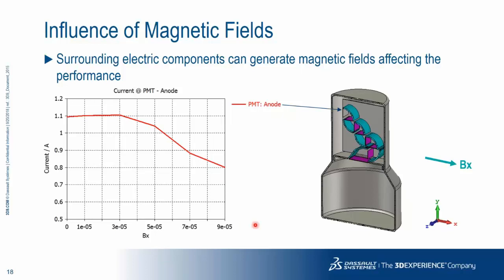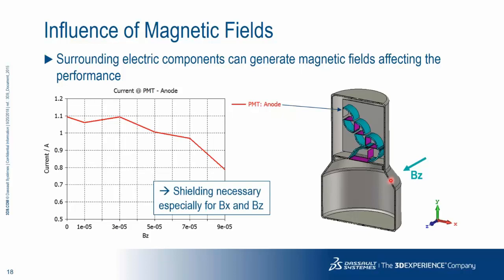Let's have a look at the other directions. The y direction has almost no influence, so this direction is very insensitive. The z direction, so the two radial directions, basically show similar behavior. Therefore, a quite obvious idea is to shield this device, which is especially necessary for the x and z directions.